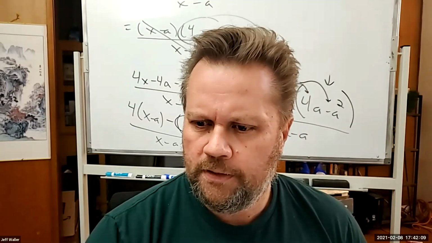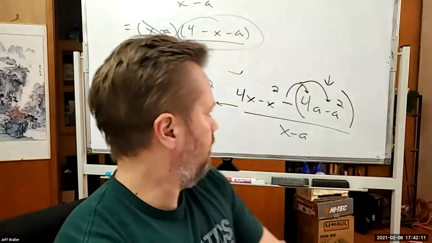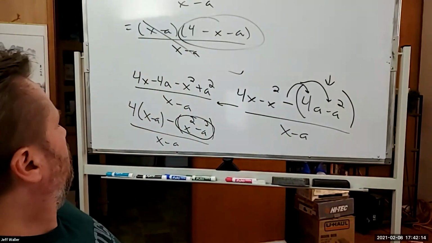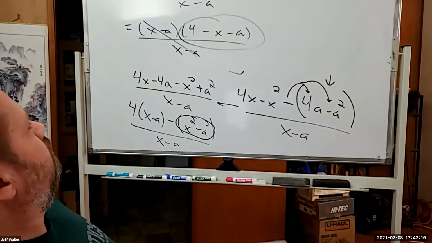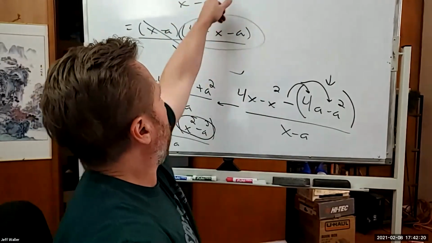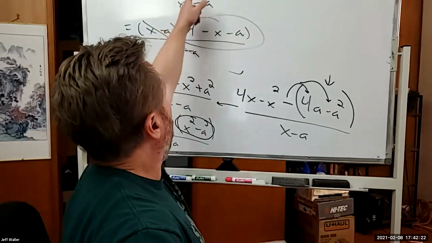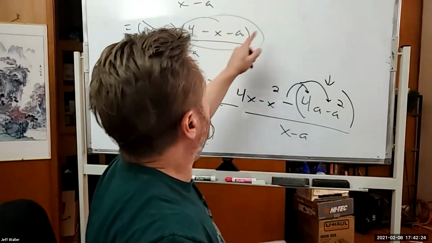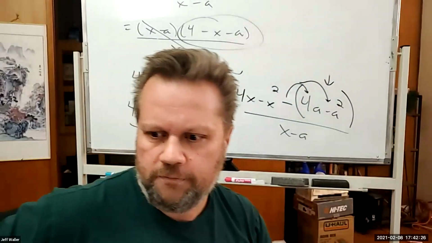Let me see. Is it not 4 minus x plus a? No, definitely not, because this negative goes through. So you take the x minus a out, and then that negative goes through. Is that cool?